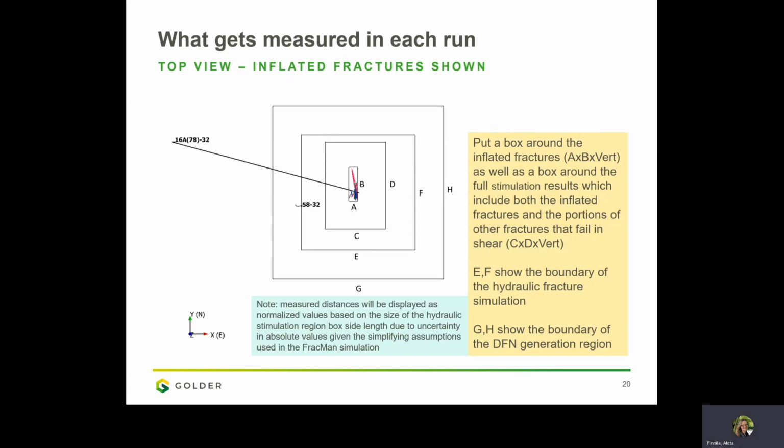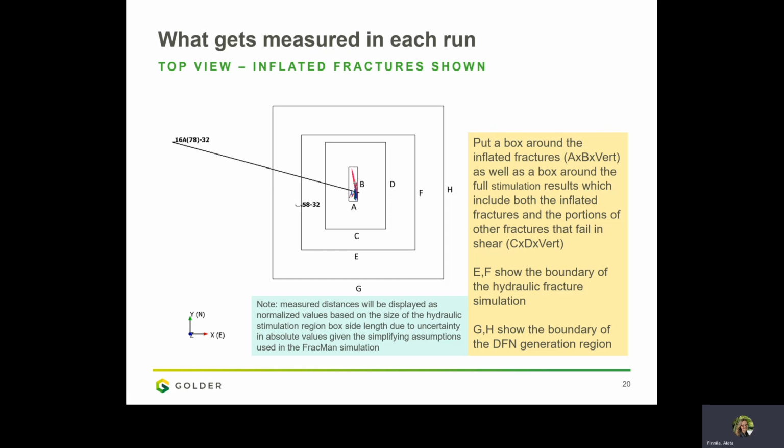All right, so what gets measured in each of these runs? This is a top view of our system where you have our well 16A, and this is showing the lateral extension of that well with the toe being right here. We run a simulation given a particular DFN and highlight which fractures accept fluid, which ones dilate, those are the inflated fractures, and also which ones will slip. And we just put boxes around them.